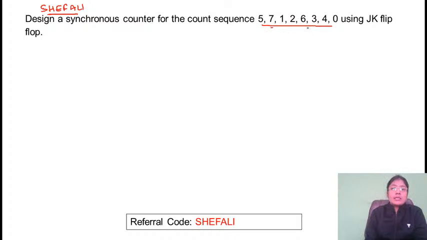Okay, so in this case, maximum number is 7. How many bits are required to represent 7 in binary? It's 3 bits. So this means that 3 flip-flops will be required.